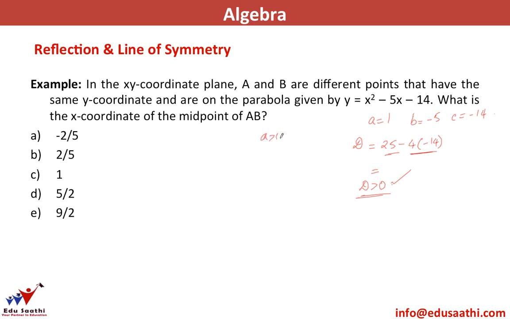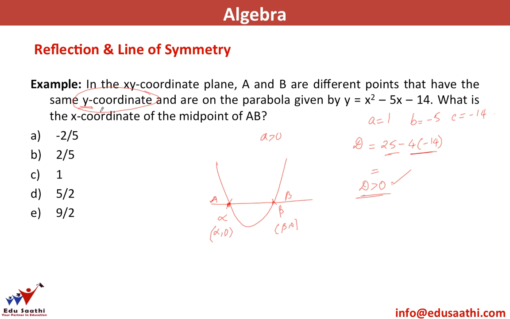And a is also positive, that means it will be a graph like this, which cuts the x-axis at two points alpha and beta. A and B are the points that have the same y coordinate. What do I mean by that? Here my coordinates are alpha, 0 and beta, 0. That means the y coordinate is 0 in both cases, and these points are on the parabola. So I can take A as one of the roots and B as the other root.